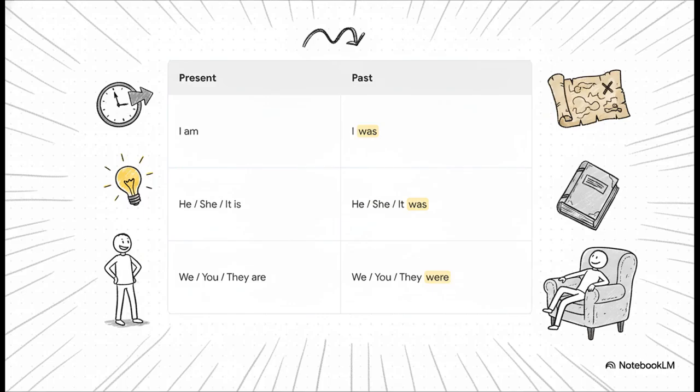In the past, am and is, they both become was. And are becomes were. That's it. That's the whole rule. So I am tired becomes I was tired. They are late becomes they were late.